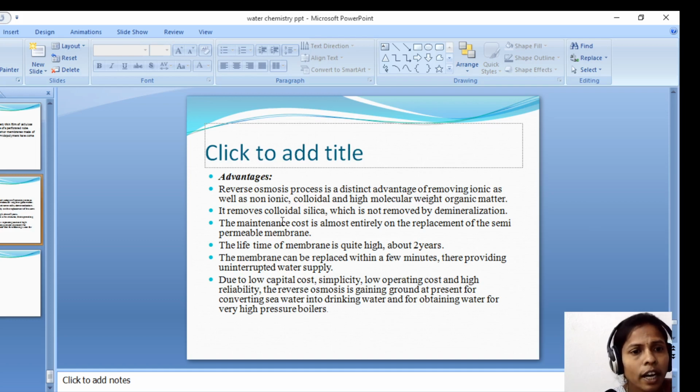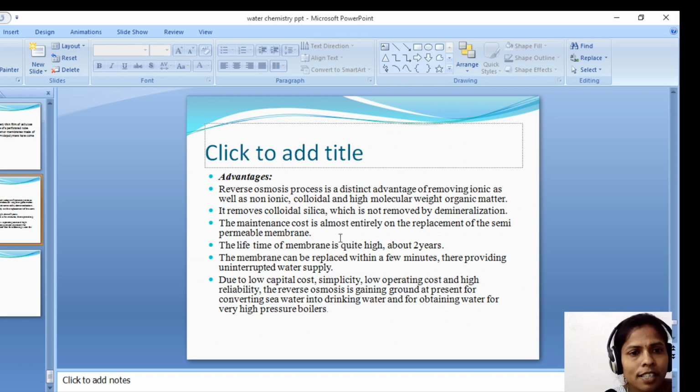It removes colloidal silica, which is not removed by the demineralization process. What is the demineralization process? The ion exchange method. It is one of the drawbacks of the ion exchange method, but that we can overcome by using the reverse osmosis process. So in the reverse osmosis process, we can also remove the colloidal silica which we can't remove by the demineralization process.